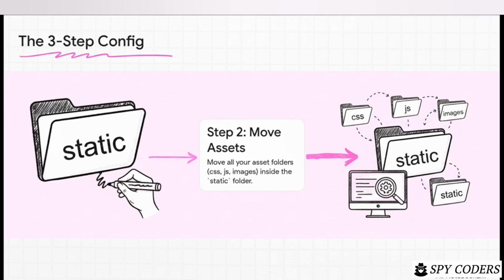Okay, step one is all about organization. Super easy. In your project's main directory, right there next to manage.py, just create a new folder, and you're going to call it static. Now just take all your asset folders, your CSS, JS, images, all of them, and just move them right inside this new static folder. Boom. You've just created a single, predictable home for all your assets.